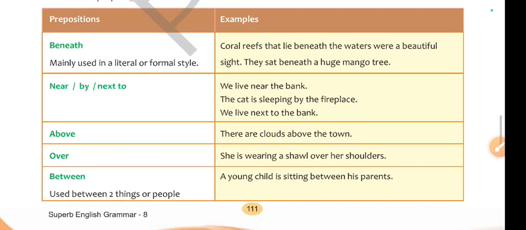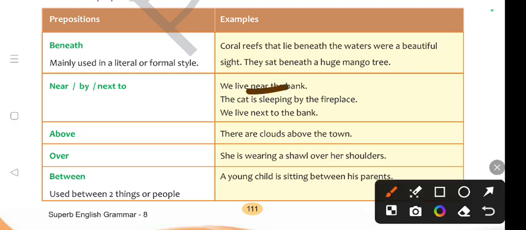Where do we use nearby? Next to. We live near the bank. ठीक है, पास में बैंक के नदी के पास, नदी के किनारे के पास. The cat is sleeping by the fireplace. The next, we live next to the bank. Okay. Above, there are clouds above the town. Over, she is wearing a shawl over her shoulder.